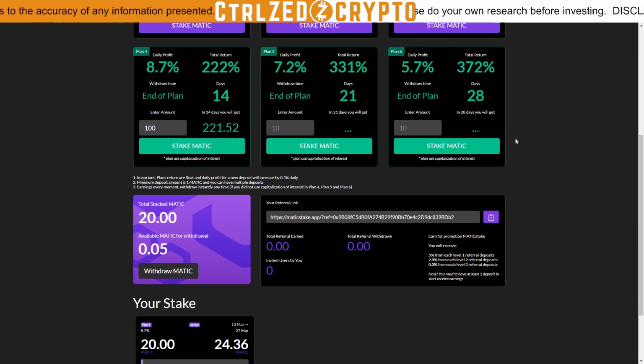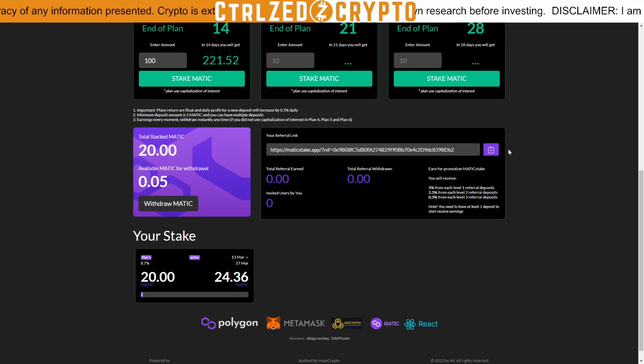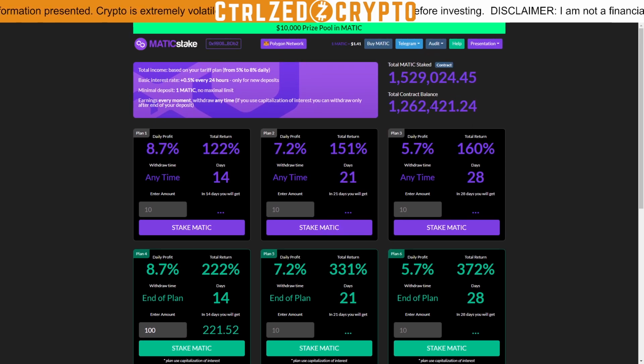If you're familiar with ROI apps at all, you will recognize this layout. It's very similar to MATIC Staker, so they've called it MATIC Stake. It's pretty much exactly the same in terms of how it works. It's basically a cut and paste, from all I can tell, on the Polygon network. But let's have a look anyway at the contract and how it's set up.